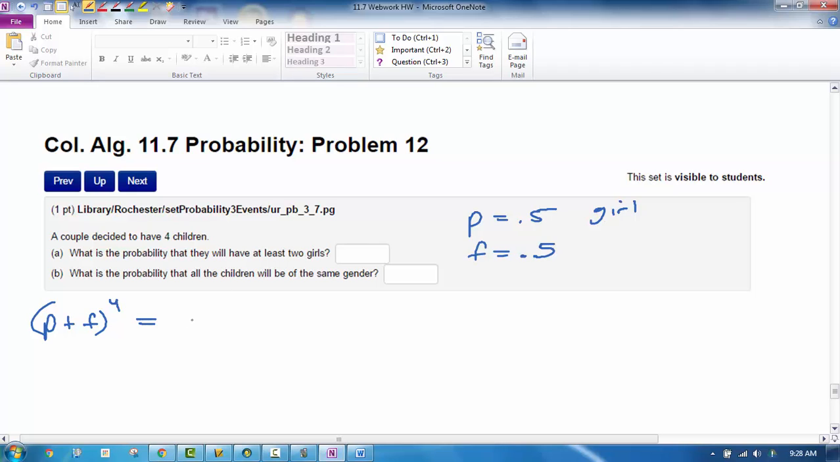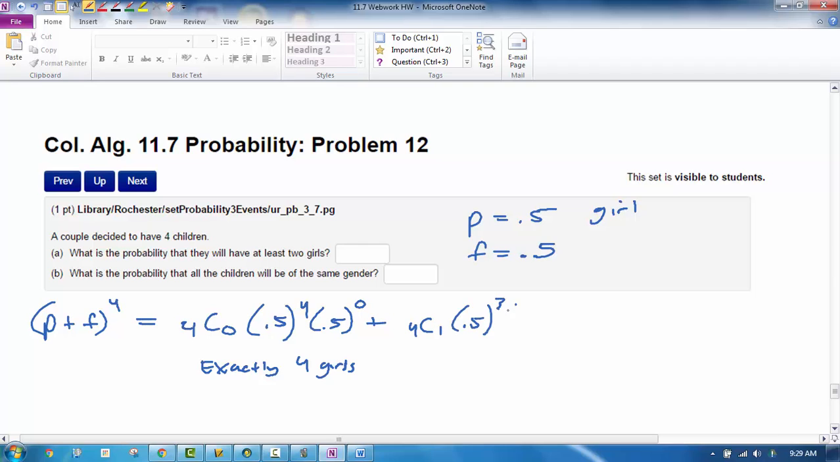So what you do is you then do the binomial expansion here, which would be 4C0 times probability of success, 0.5, to the 4th power, times probability of failure, having a boy, 0.5 to the 0th power. Now, this is the probability of having exactly 4 girls. And now if you keep going with this, you'd have 4C1, 0.5 to the 3rd, 0.5 to the 1st. This is the probability of exactly 3 girls. And if you continue this, this would be 4C2, 0.5 squared times 0.5 squared.